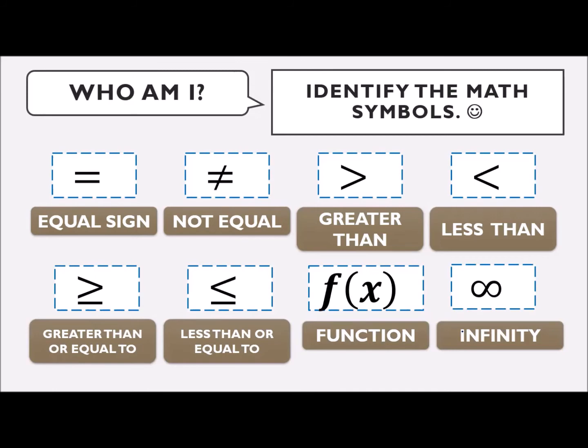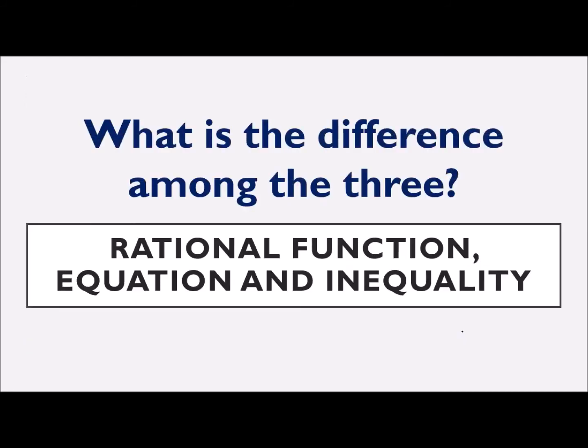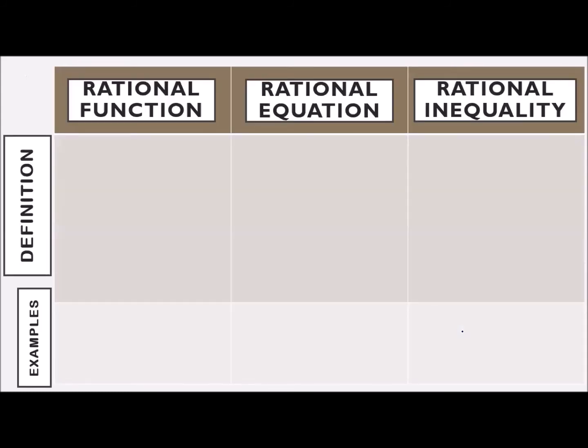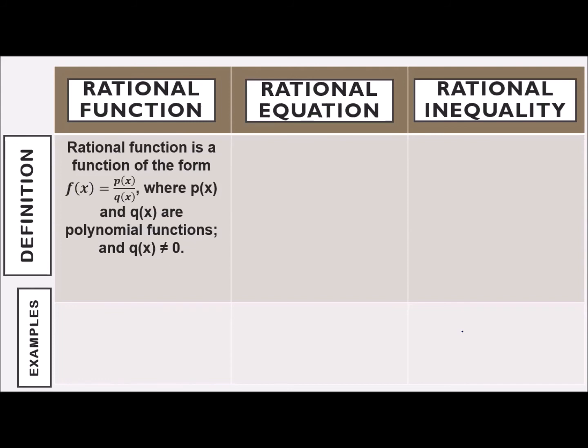Bakit kailangan ito? Pag pinagsama natin kanina, yung ibig sabihin ng polynomial functions, ng rational expressions, and these math symbols, we could easily identify the differences between the three. So, using this tabular form, madali nating ma-identify anong pinagkaiba ng tatlong ito. First one, the rational function is a function of the form f of x is equal to p of x over q of x, where p of x and q of x are polynomial functions and q of x is not equal to 0.